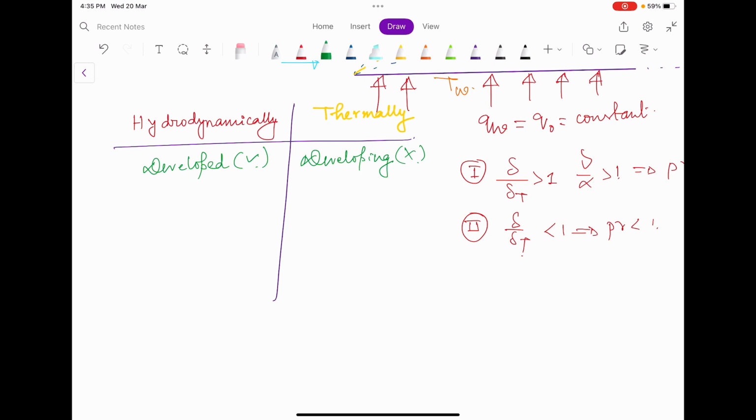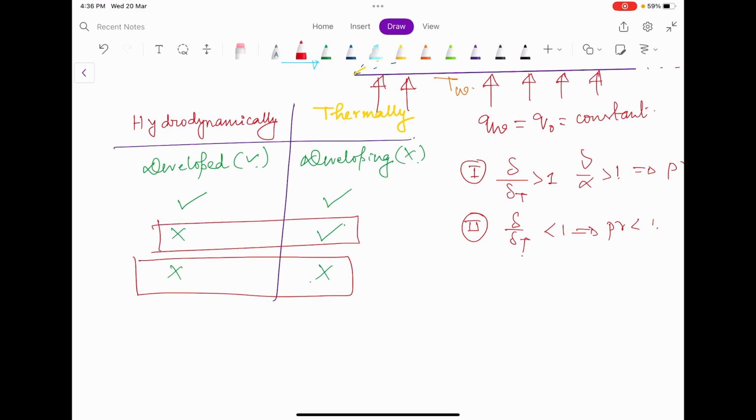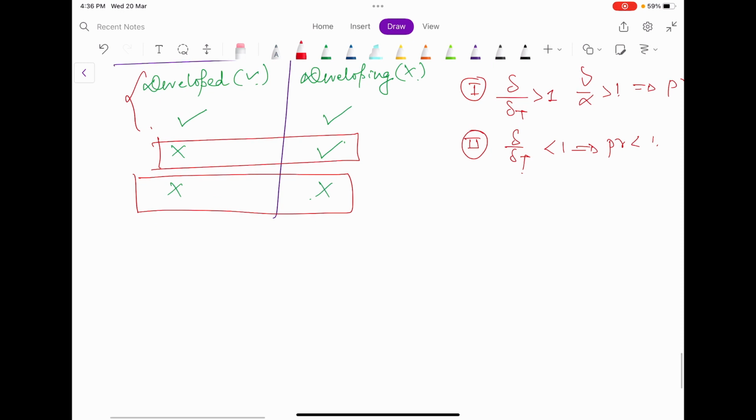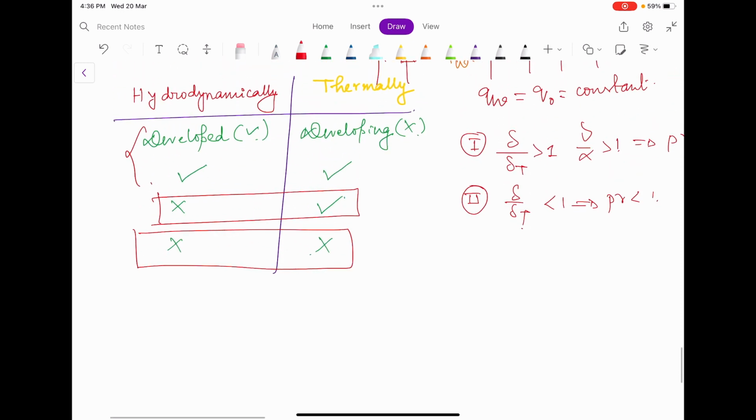So another combination can be hydrodynamically developed, thermally developed. Another combination can be hydrodynamically developing but thermally developed, and both developing, right? We don't have any analytical solution for this, we have to go for the numerical solution. Now hydrodynamically not developed and thermally developed, I don't know if there is an analytical solution for that, so I have to study that. But for these two, that is hydrodynamically developed and thermally developing, we have analytical solutions, and we will study these two. So firstly we will see the simplest case, that is the hydrodynamically and thermally developed flow.